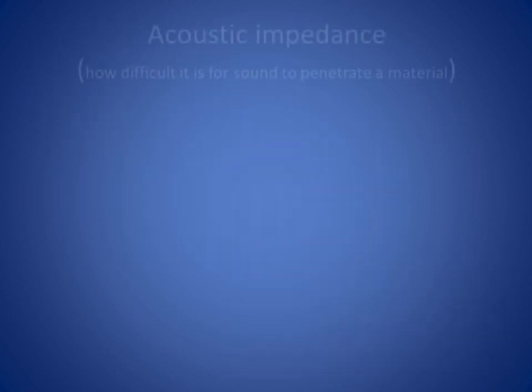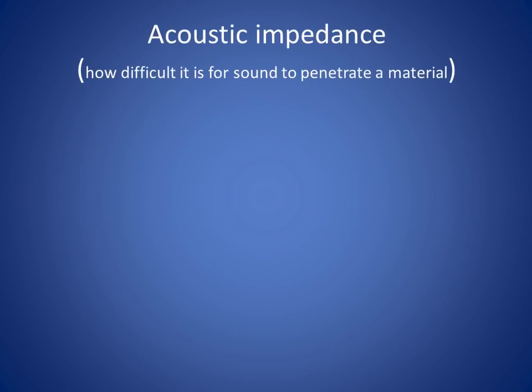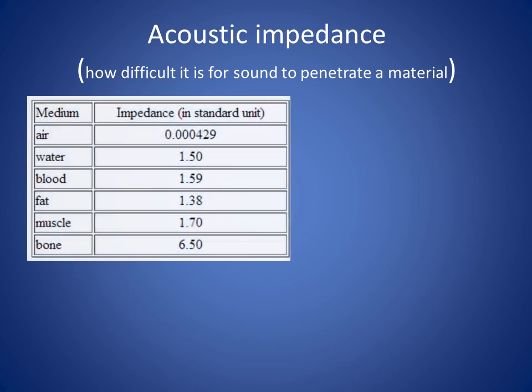The second key concept in understanding ultrasound is acoustic impedance, which describes the ability of sound to penetrate a material. Acoustic impedance is related to the density of the material and the speed of sound in the material. The exact fraction of incident sound which is transmitted or reflected depends on how different the two materials on each side of a boundary are. The greater the difference in impedance, the more sound will be reflected rather than transmitted.